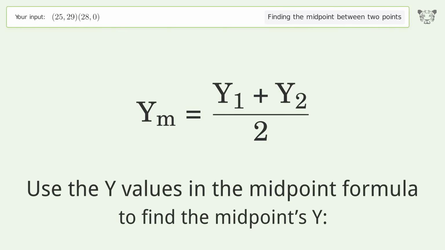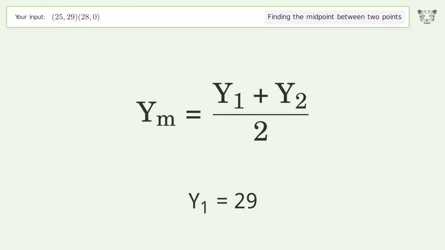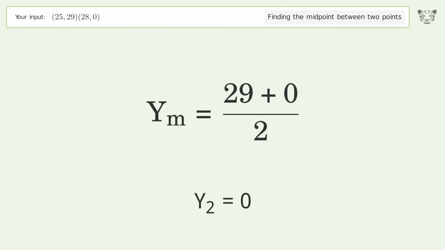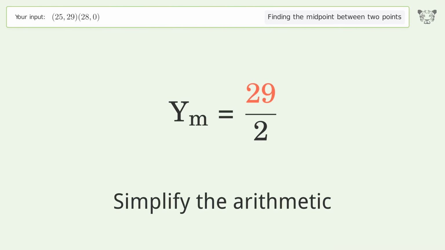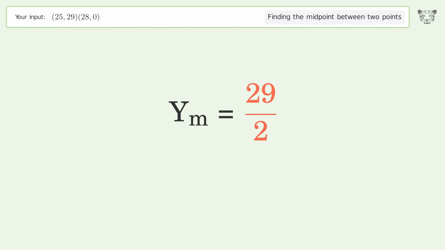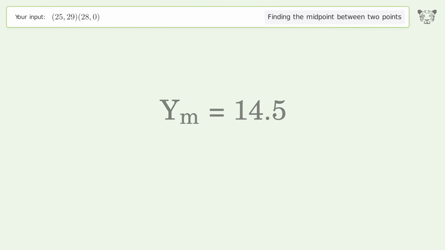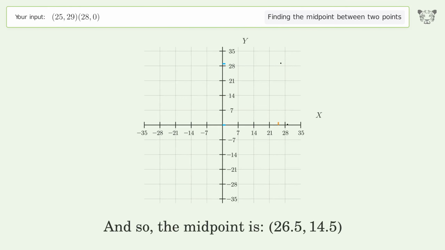Use the y values in the midpoint formula to find the midpoint's y. y1 equals 29. y2 equals 0. Simplify the arithmetic. And so, the midpoint is 26.5, 14.5.